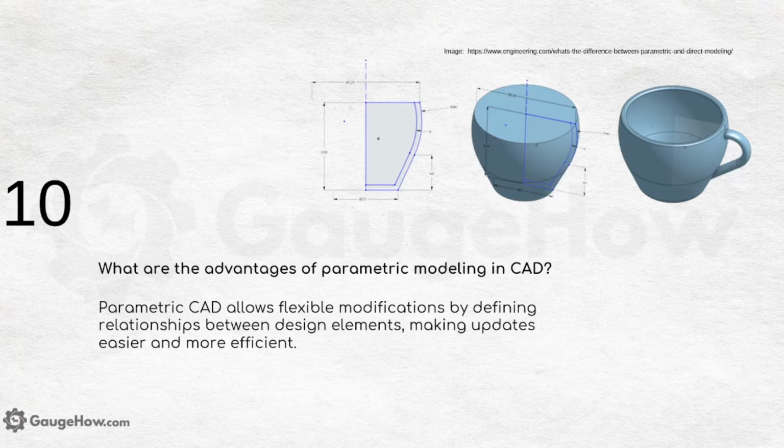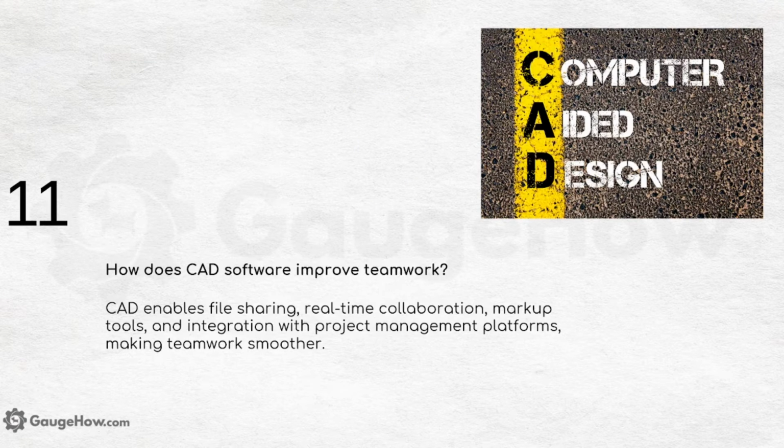What are the advantages of parametric modeling in CAD? Parametric CAD allows flexible modifications by defining relationships between design elements, making updates easier and more efficient. How does CAD software improve teamwork? CAD enables file sharing, real-time collaboration, markup tools, and integration with project management platforms, making teamwork smoother.